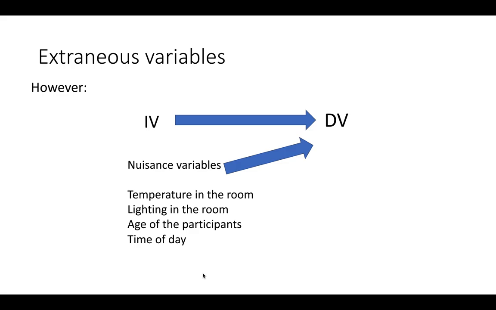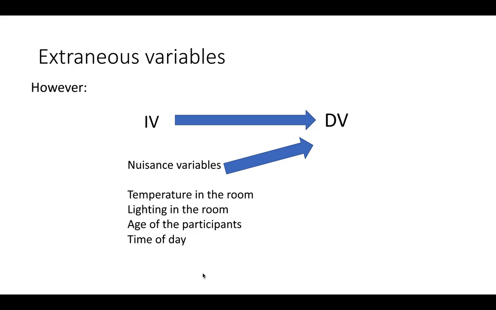Now we call these nuisance variables. A nuisance is a small problem that is relatively easily dealt with, but is just a bit annoying. So I can think of quite a few of you guys actually who I would describe as a nuisance. Quite annoying, but easily dealt with.